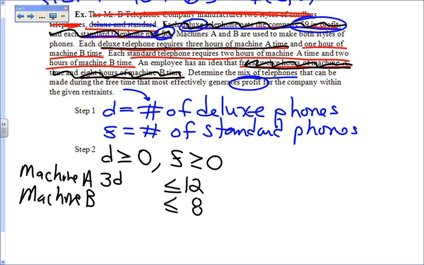Yes? I know standard? Where? Oh, the next line. That's right. Standard requires 2 hours of machine A. So I know 3 hours have been used up already for each deluxe, but I don't know I'm making any of them. But I know I will add in 2 hours for every standard, correct? Again, if I had 2 and 1, that would fit into the requirements, right? I could put 1 in for S, 2 in for D, and that would fit in. Okay? But that all had to do with machine A. Now, why did I go there? Because I knew I had the 12 hours, and I couldn't go over that.